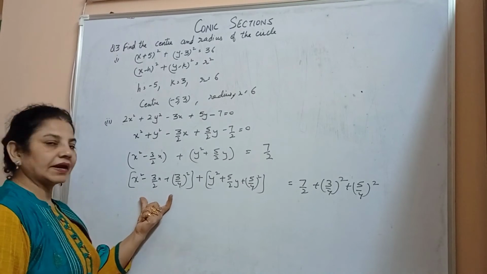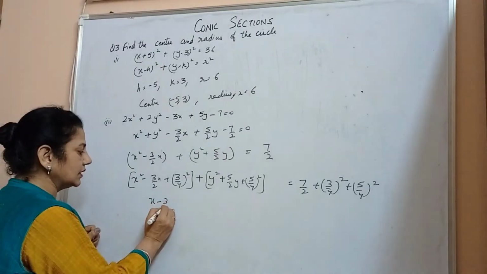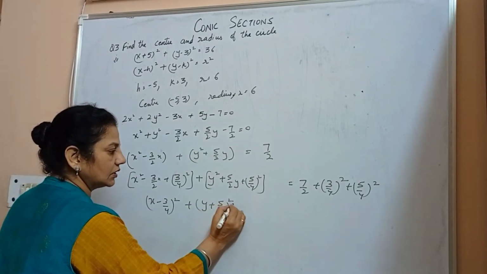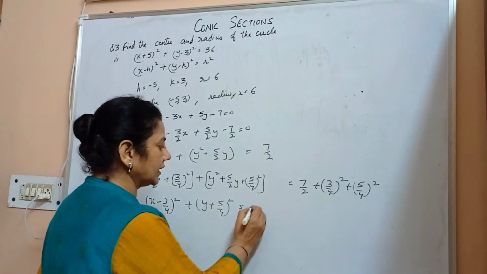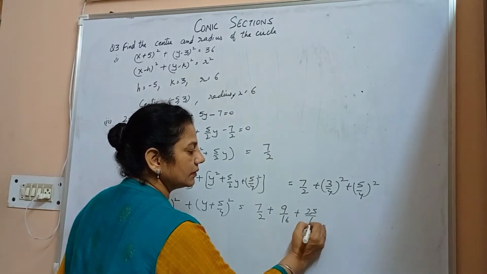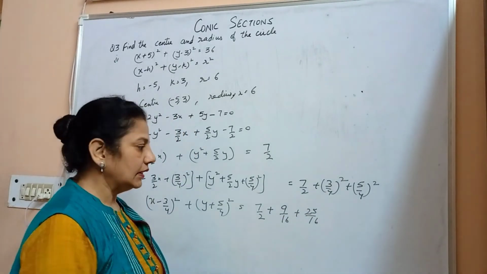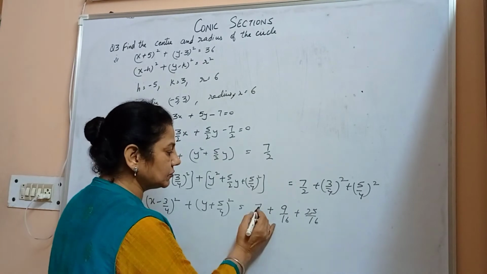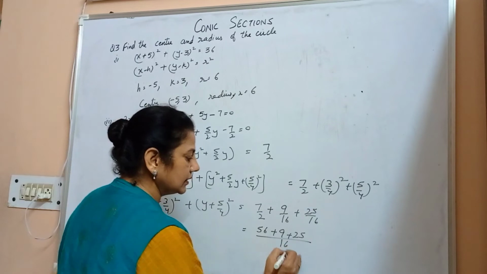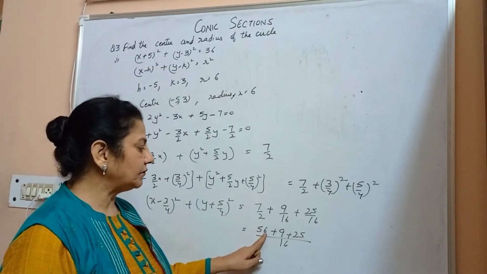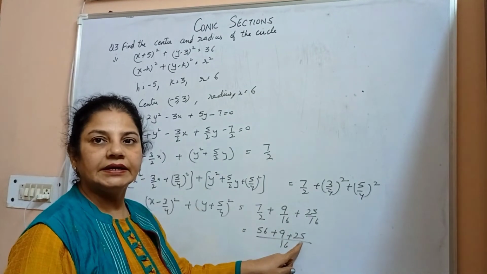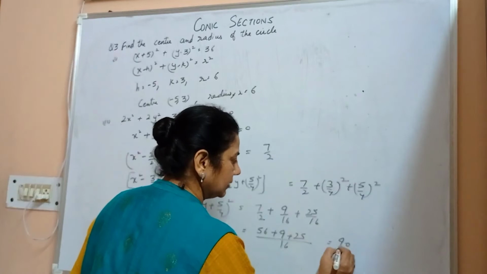Clear? So this whole bracket gives me the result as (x minus 3 by 4) whole square plus (y plus 5 by 4) whole square is equal to, now solve this, what should I get? 7 by 2 plus 9 by 16 plus 25 by 16. Take the LCM, 16 is the LCM, so we get (56 plus 9 plus 25) whole divided by 16. Add this. 56 plus 9 is 65, 65 plus 25 is 90 by 16. We get 90 by 16.